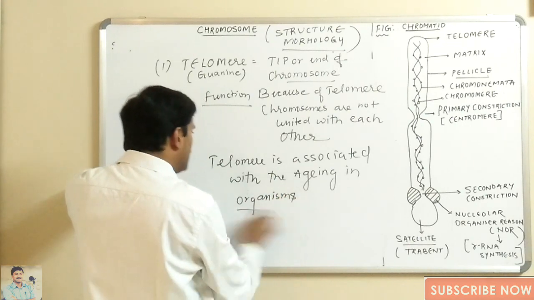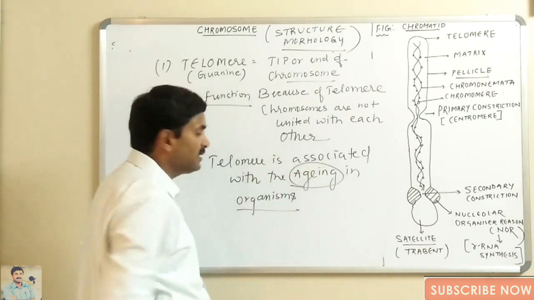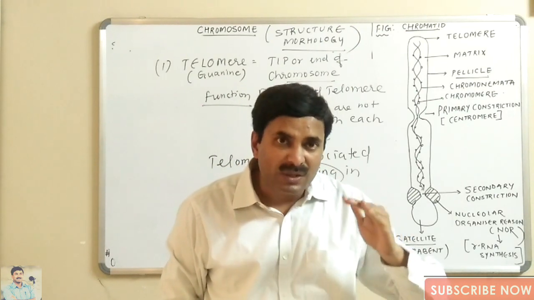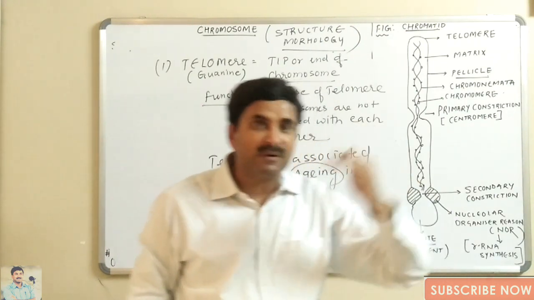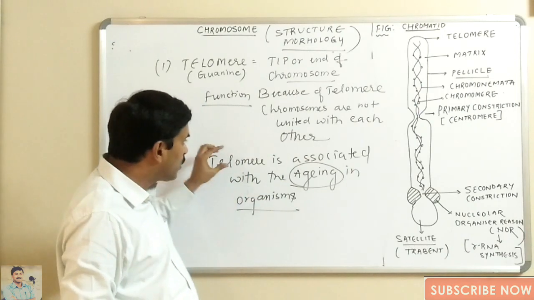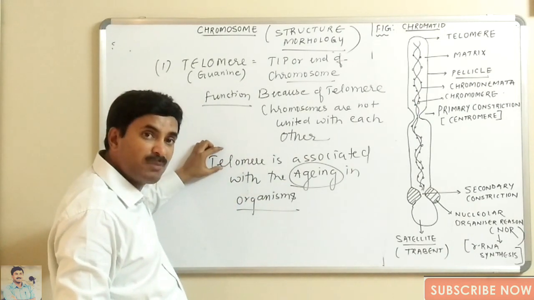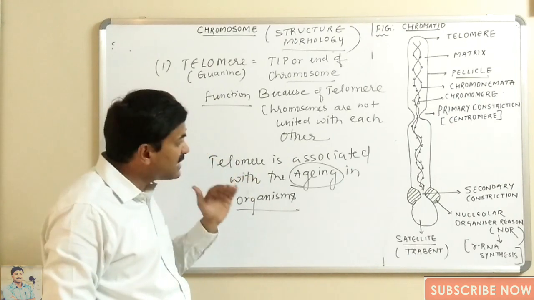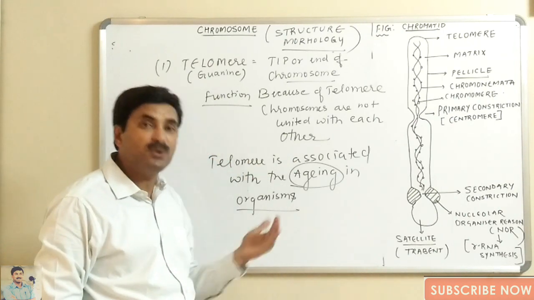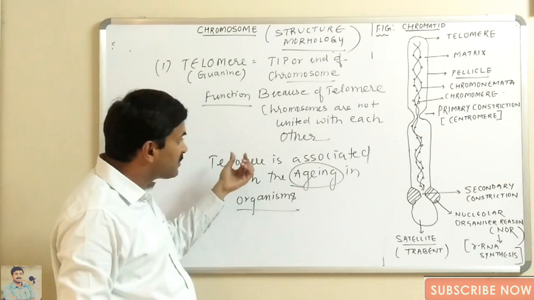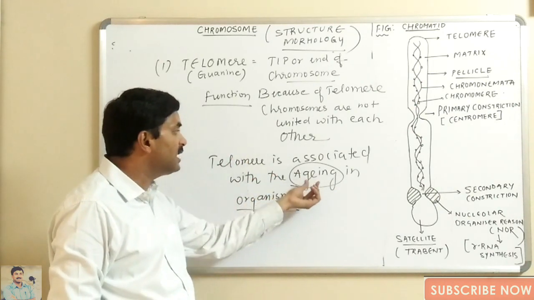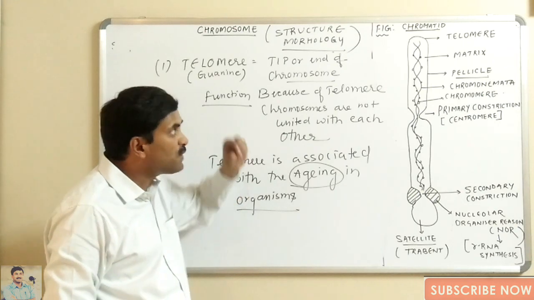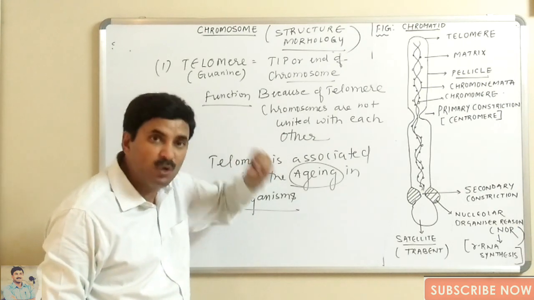The major region for aging is the telomere. What happens as the lifespan increases? The size of the telomere becomes short. With growing age, the size of the telomere is reducing. So we can say that telomeres are associated with aging in an organism. Aging occurs because of the reduction in the size of the telomere.